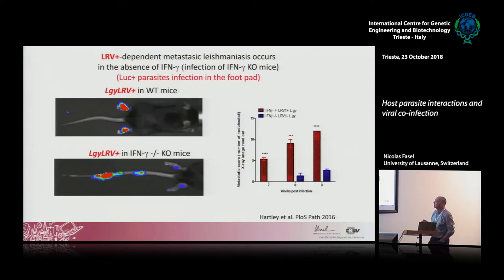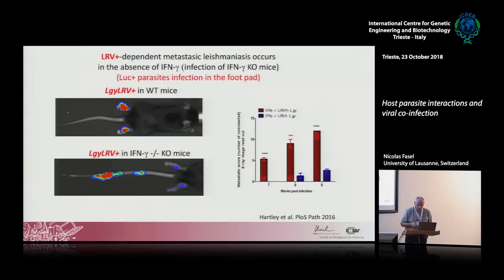In this model of dissemination, you can measure the number of metastasis in the tail according to the week post-infection, V+ versus V minus. What you observe is that when the virus is present, you have an exacerbation of the disease. You still have dissemination with V minus, okay? It's not black and white. You have really more lesion formation when the virus is present, and you have a delay and less metastasis, or fewer lesions in the tail, when the virus is not present inside the parasite.